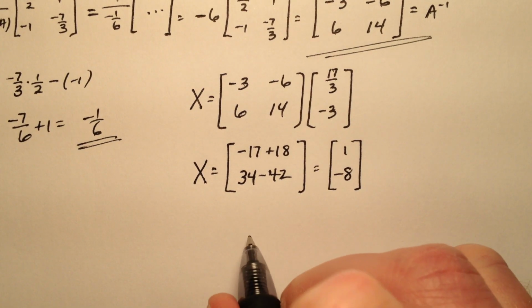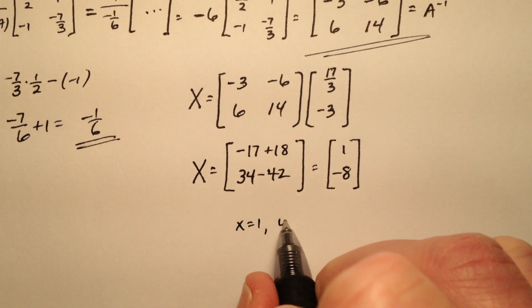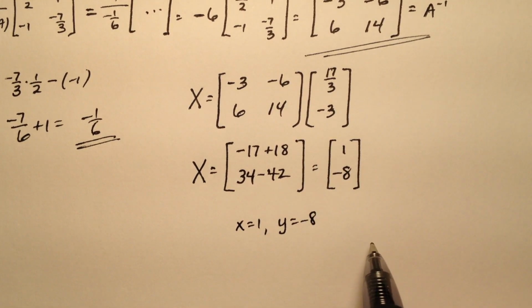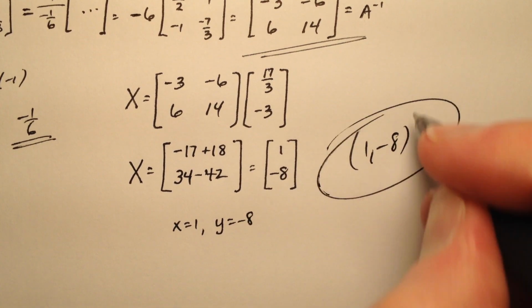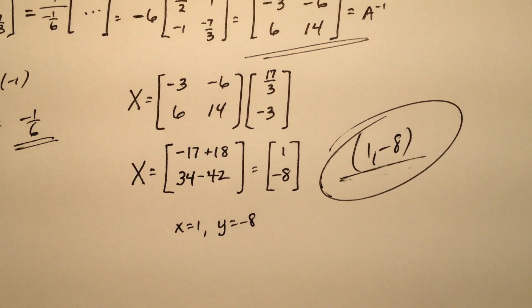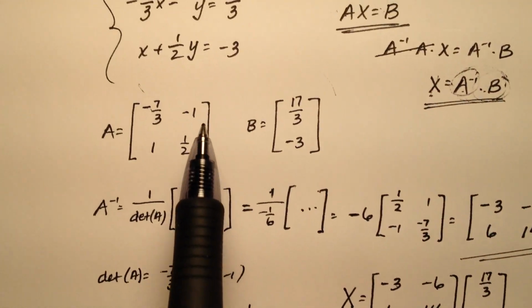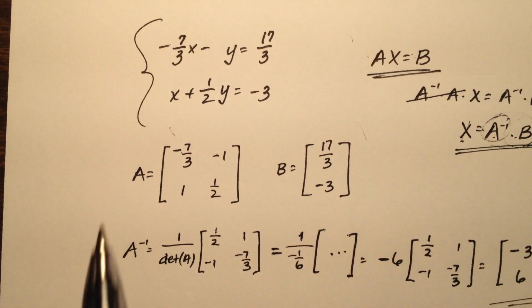Okay, so the solution then is x equals 1, y equals negative 8. So we have an ordered pair that's going to be 1, negative 8. And this ordered pair then is the solution to this original system of equations.